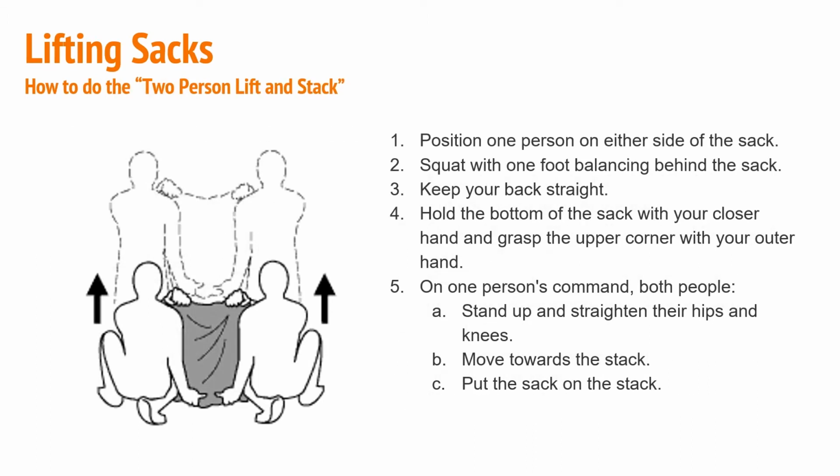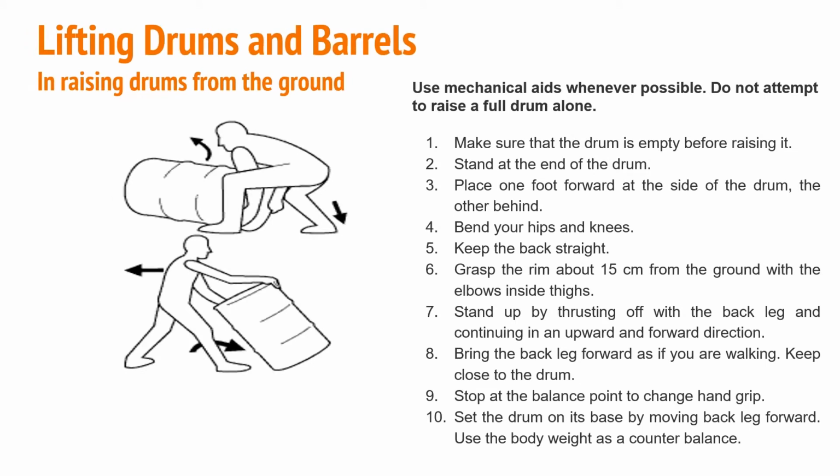Next is lifting the sack with two persons. In doing a two-person lift, the steps are pretty much the same as in lifting heavy and large sacks. It's just that there are two people who are equidistant from the center of the sack during the lift. Next is lifting drums and barrels, specifically raising drums from the ground up. One important reminder is to use mechanical aids whenever possible. Do not attempt to raise a full drum alone.